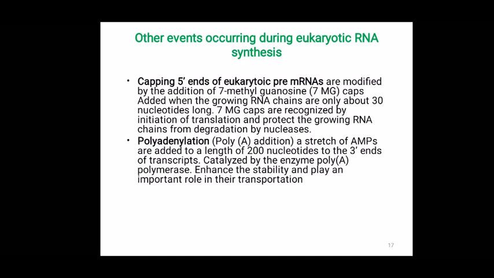It performs two functions. One is that these 7-mG caps are recognized by the ribosomes for the initiation of translation, and the second function is that it protects the growing RNA chains from degradation by nucleases. And the next process in eukaryotes is called polyadenylation. A stretch of AMPs, up to a length of 200 nucleotides, added to the 3' end of the transcript is called polyadenylation. This process is catalyzed by the enzyme poly-A polymerase. This will enhance the stability and plays an important role in the transportation of mRNA.